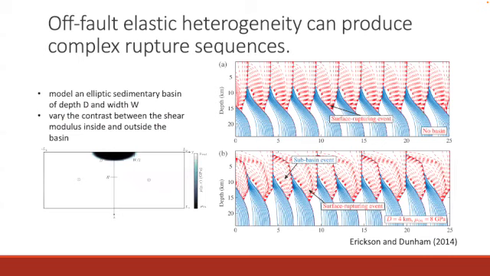This is another example of an earthquake cycle simulation, in this case examining the effects of off-fault heterogeneity. Erickson and Dunham, 2014, consider a vertical strike-slip fault cutting through an elliptic sedimentary basin of depth D and width W. The basin has much lower shear modulus than the surrounding material. They find that a simple model without the basin produces a sequence of identical earthquakes that rupture the entire seismogenic zone of the fault. However, when a basin of sufficiently low shear modulus is present, it can introduce complexity, producing earthquakes that do not propagate all the way through the basin, or subbasin events, and larger earthquakes that do propagate through the basin.